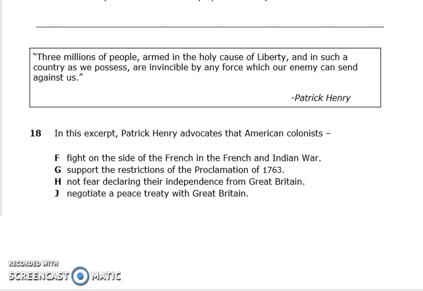Number 18. In this excerpt, Patrick Henry advocates that American colonists F. fight on the side of the French and Indian War. G. Support the restrictions of the Proclamation of 1763. H. Not fear declaring their independence from Great Britain. J. Negotiate a peace treaty with Great Britain.